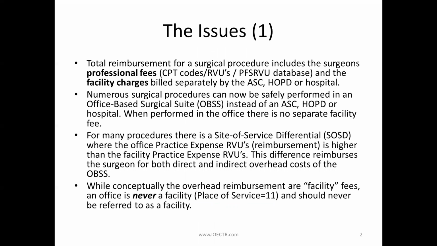So the issue is that the total reimbursement for surgical procedures includes the surgeon's professional fees, which are CPT codes, RVUs, and you find those in the physician fee schedule RVU database on the Medicare website. And then also, when performed in a facility, they're billed separately. So an ASC, hospital outpatient department, or hospital, they bill separately for the facility fees. Now, these can be construed as being the overhead. So this is the overhead of the procedure.